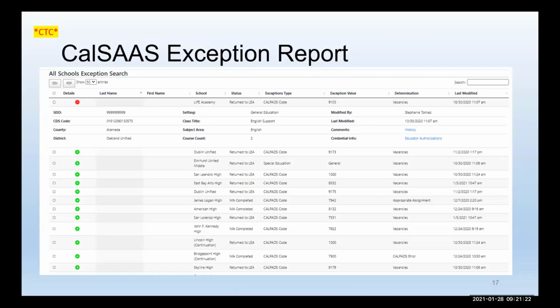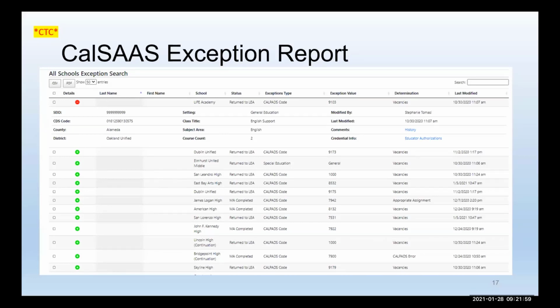All right, so depicted here is an example of the all schools exception search screen in CalSAAS. So first of all, when the screen initially opens, it will display the name of the educator, the school, the status of the exception type, exception value, determination, and the last modified date and time. Then by clicking on the plus sign next to the educator's name, it will populate additional details related to the exception. So we'll discuss these items in detail throughout the presentation, but just here's a brief overview so you can see what we're referring to.